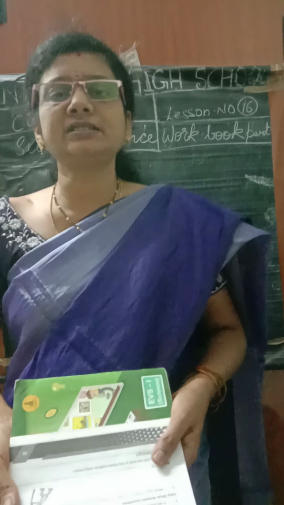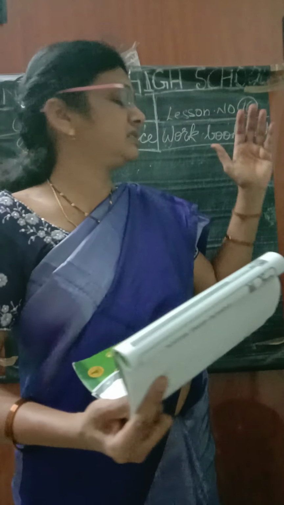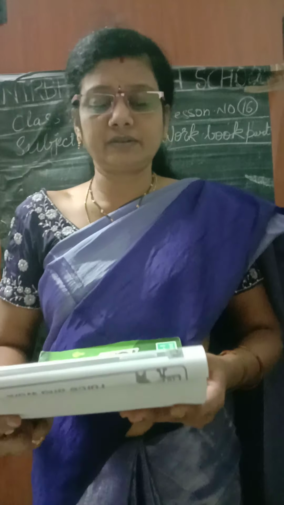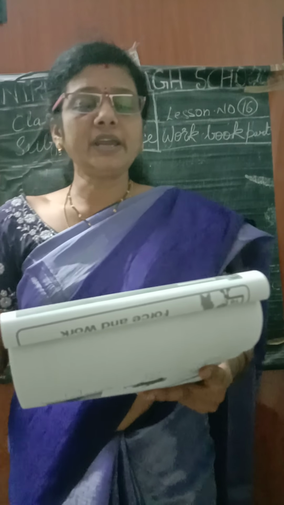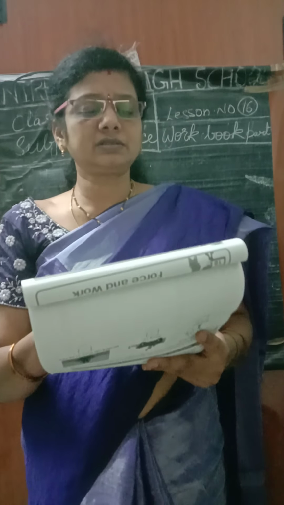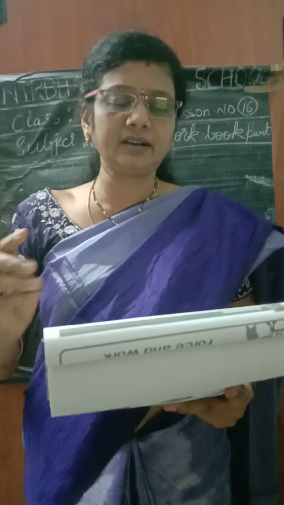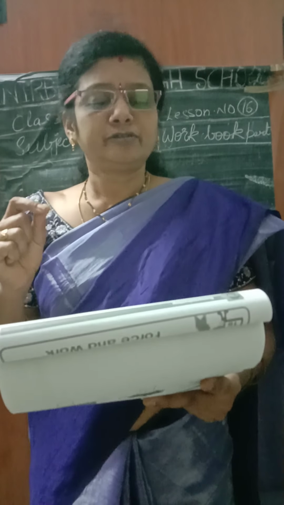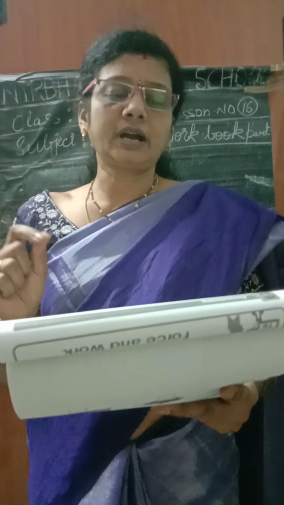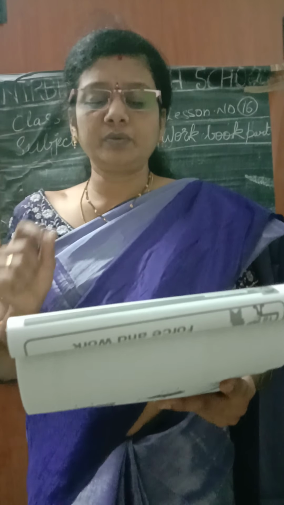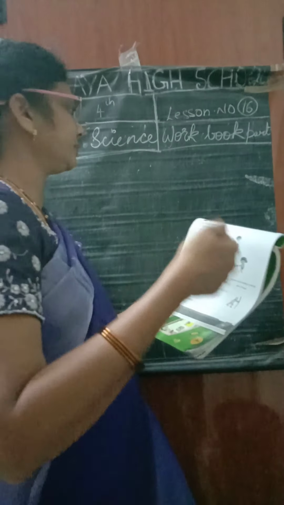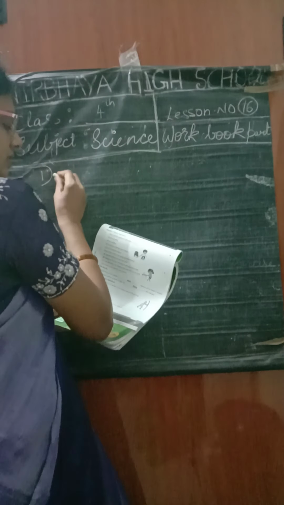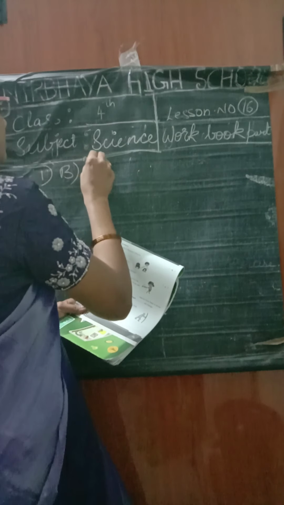Okay, fourth class children, science. It's workbook part, 16th lesson. Take your workbooks, children. The first one, multiple choice question. Why is force applied in the given picture? See the picture, children. The four options are given. Which one is correct? You have to write there. A for pushing, B for pulling, C for both pushing and pulling, and D for changing shape. Which one is correct there, children? Yes, option B. What he is doing in the picture is pulling. The first one is B.